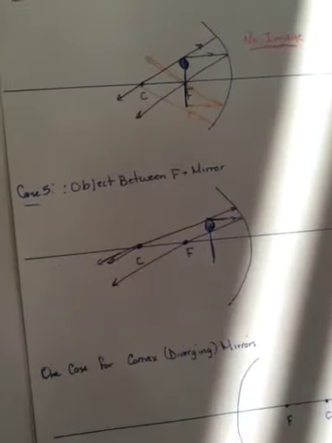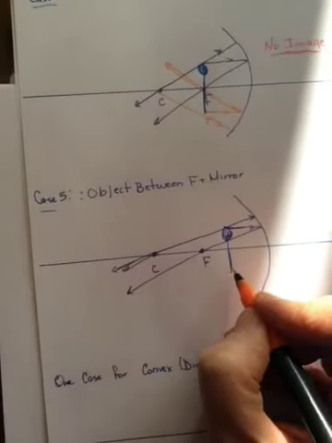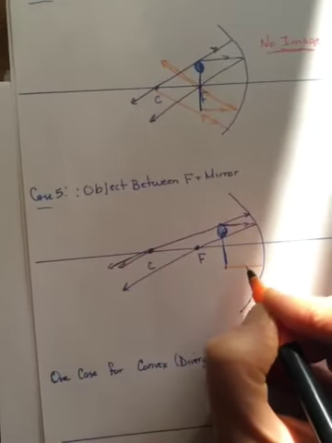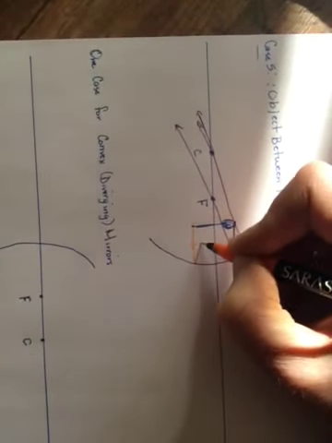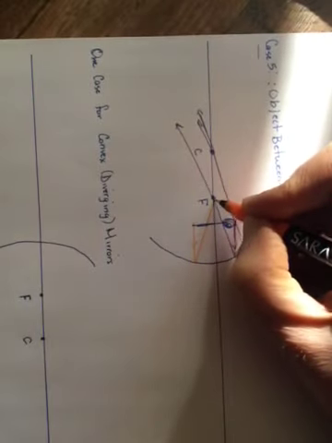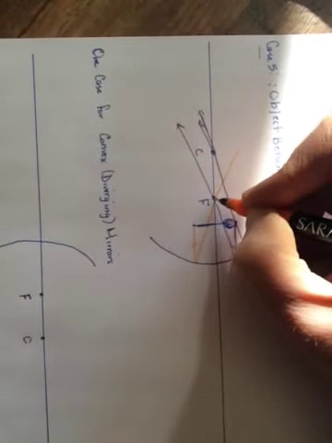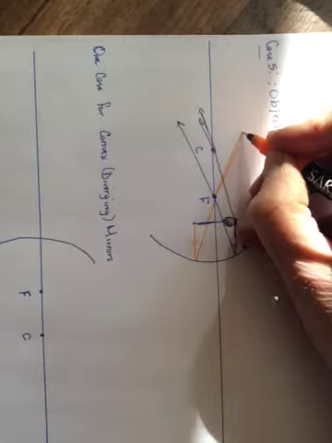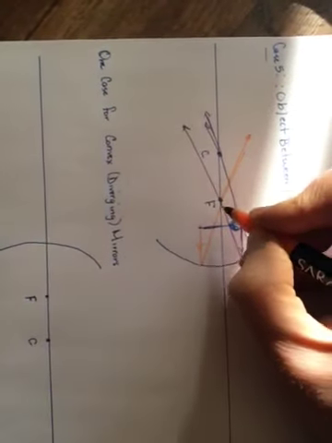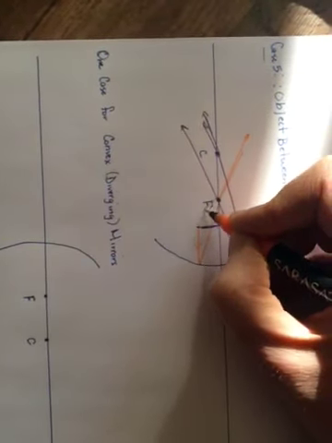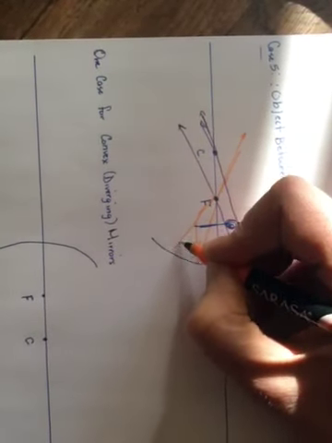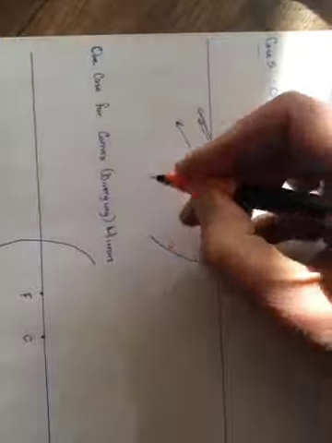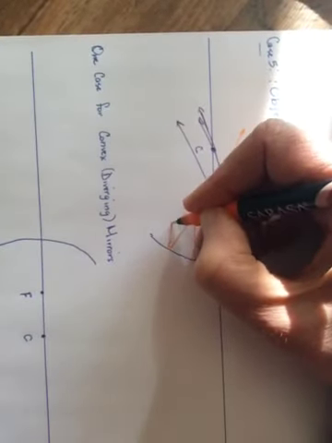Okay, and for the bottom, in parallel to the principal axis, sorry, out through F, hoping to hit F. And if you want, in through F, easier said than done at this angle, in through F, out parallel to the principal axis.